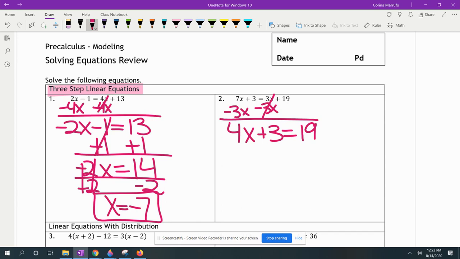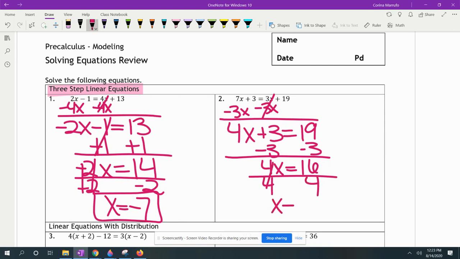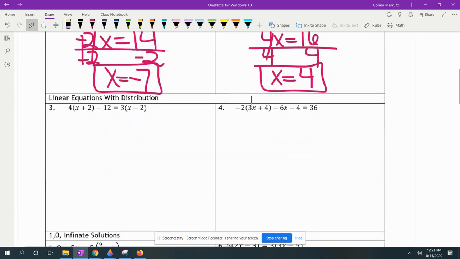Then from there, we're going to move over the 3 first, so we subtract 3 on both sides, and we get 4x equals 19 minus 3 is 16. And our last step to solve for x is to get rid of this 4 that's with the x, so we need to do the opposite and divide it. What we do to one side, we do to the other side, so we get x equals 4.